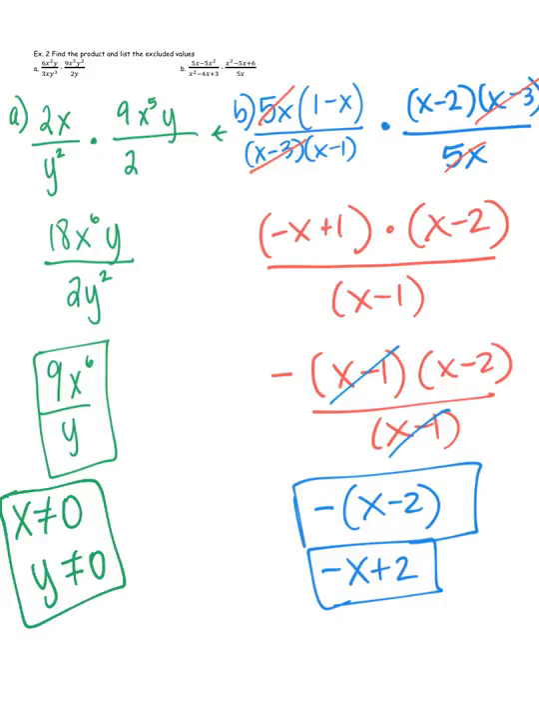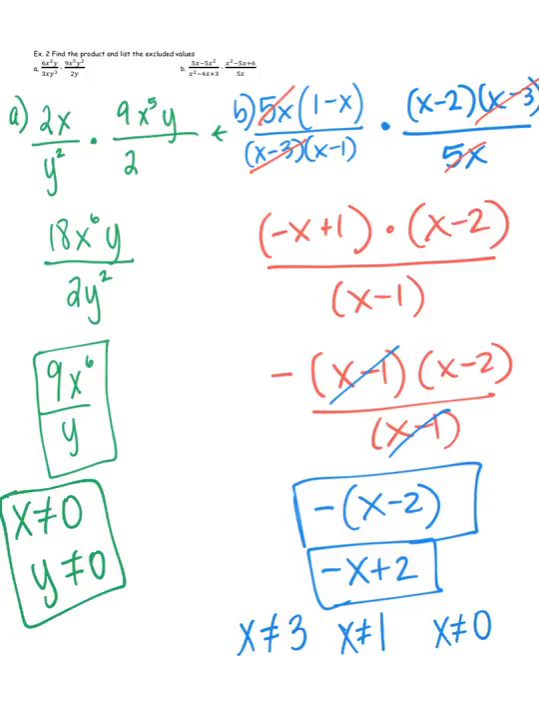So even though our final answer doesn't have an x in the denominator, x still cannot equal 0 because of the original problem. Okay, and then going to example B, once we had it factored out, notice what was in our denominator. We had an x minus 3, we had an x minus 1, and we had a 5x. That tells me that our excluded values for part B would be x cannot be 3, x cannot be 1, and x cannot be 0.